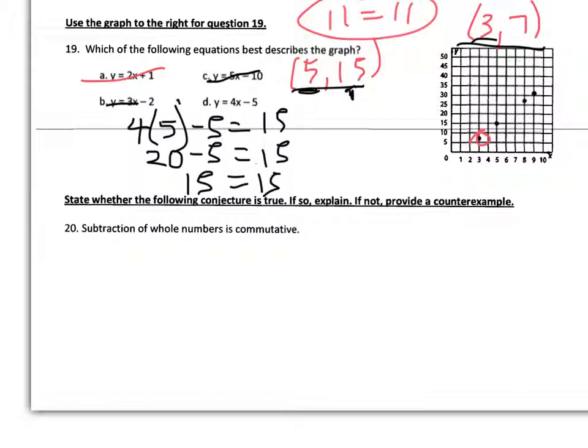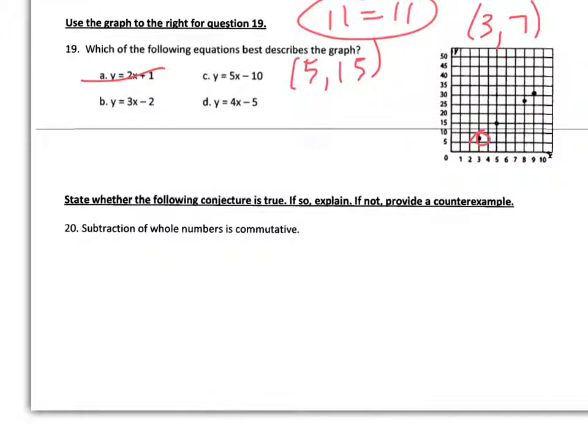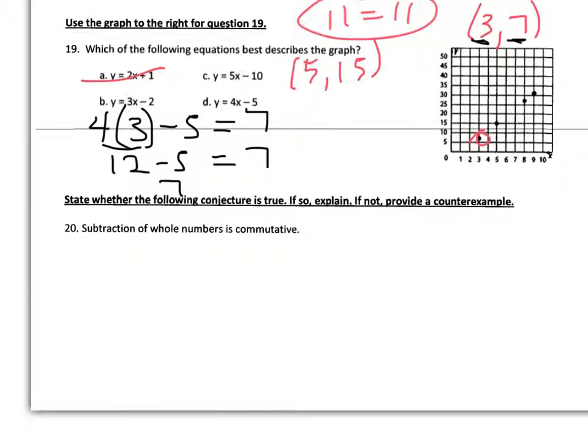Okay, so let's go ahead and get rid of that. And now we're going to plug in the 3 and the 7. So 4 times 3 minus 5, and let's see if we can get 7 out of that. 4 times 3 is 12 minus 5. 12 minus 5 does equal 7. 7 equals 7. Hot dog, we found our answer.